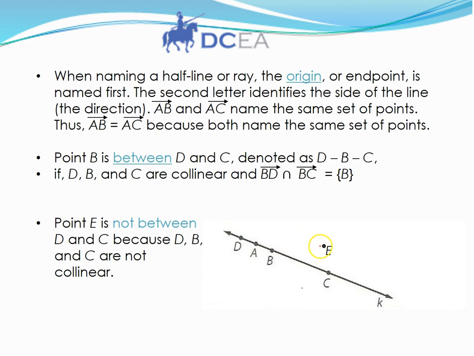Point E is not between D and C because D, B, and C are not collinear, and visually you can see that point E is not between them.